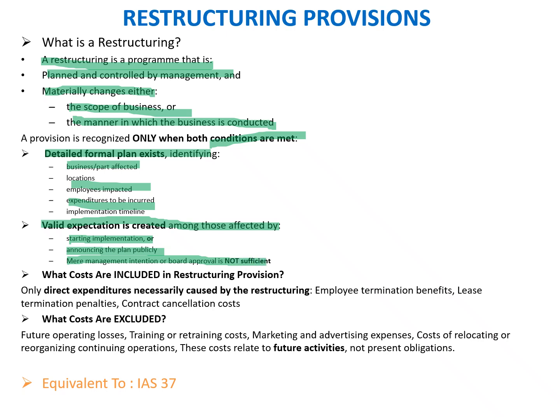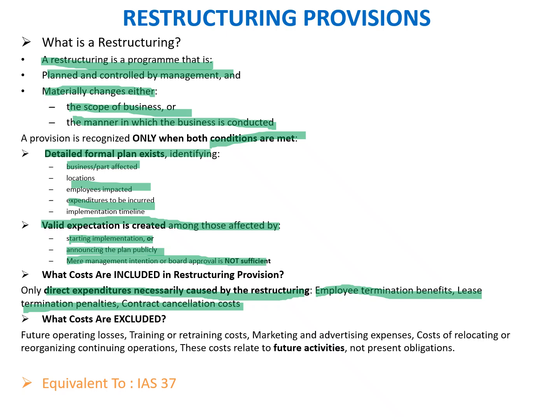So what costs are included in the restructuring provision? Only the direct expenditure necessarily caused by the restructuring. For example, what are those? Employee termination benefits, lease termination penalties, and contract cancellation costs. Because we are restructuring the business, we definitely have to incur some expenditure in terms of the settlement of employees. We have to shut down some contracts or close some of them early, because of which we have to pay a penalty, or we have to close some lease contracts and cancel some contracts, because of which there is a payout.